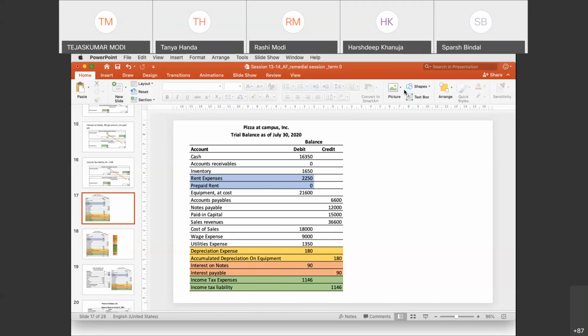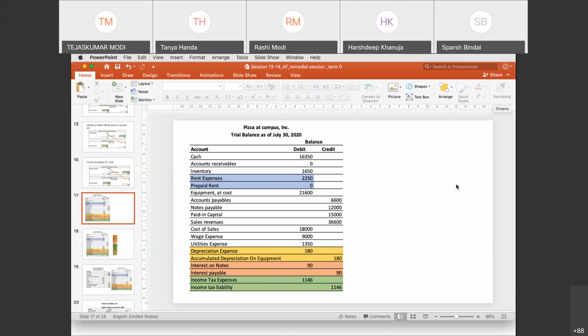Yes, very good. Then we have paid-in capital. What is paid-in capital? Equity. Very good. It is equity capital. Wonderful. What is sales revenue? It is revenue. We all know that. Cost of sales also we have discussed. It is a direct cost, right? Then we have wage expenses. What are wage expenses and utilities expenses? Wage expenses are the salaries paid to wage workers or laborers, right?